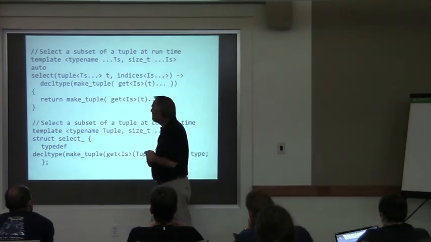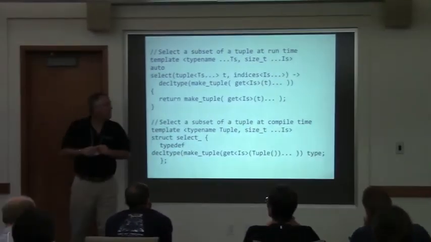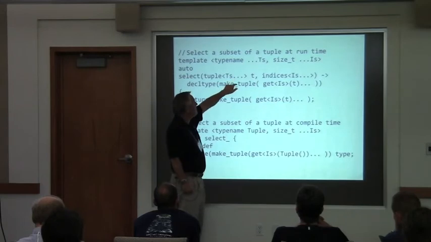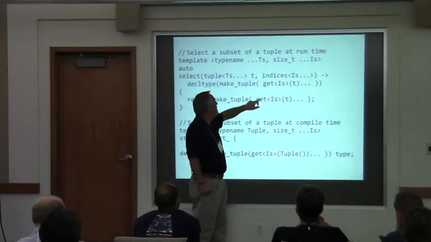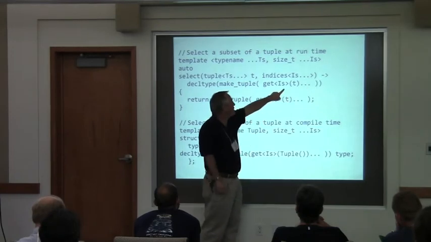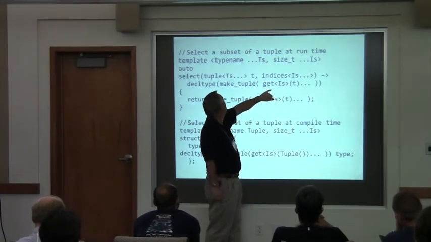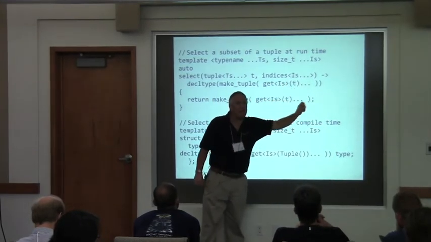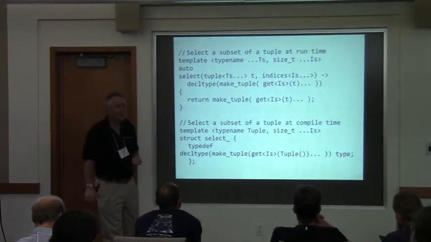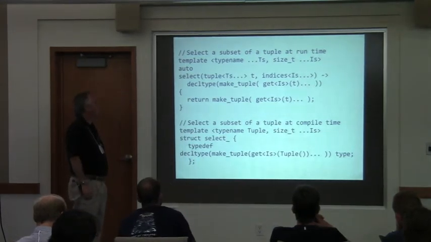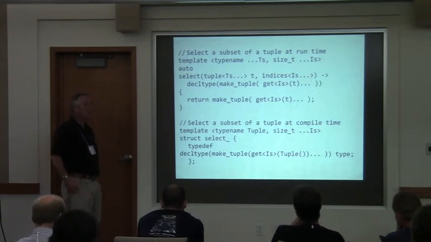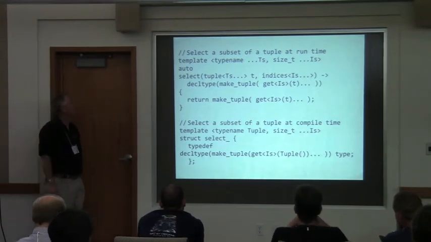But how does this work? The key here is we have a tuple of types, an indices with a sequence of integers, and this magic thing here we call get on the index sequence and the tuple and expand it, and you get a parameter pack. I don't know why this works. It works really well, and it makes all sorts of things possible. But I am not exactly sure why it does this.